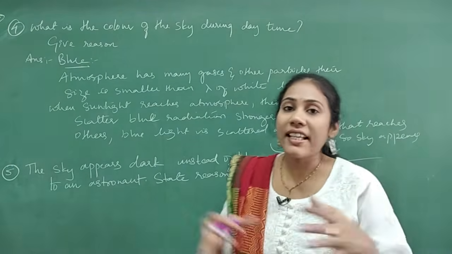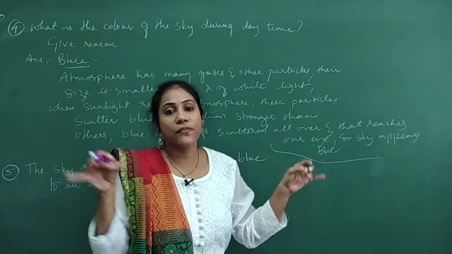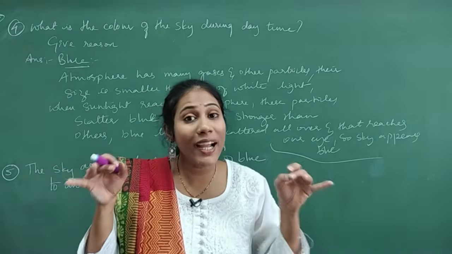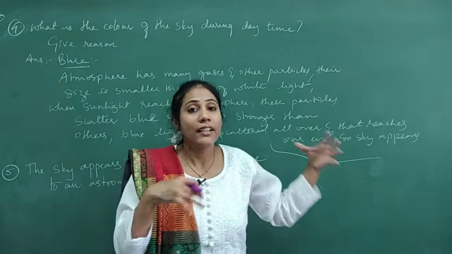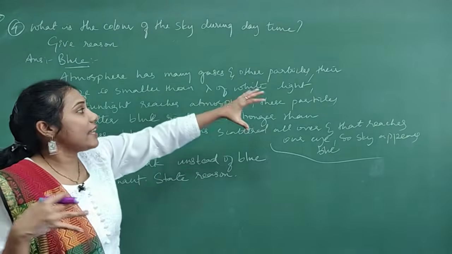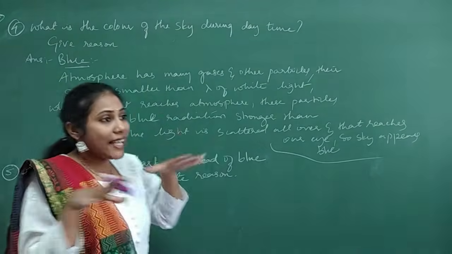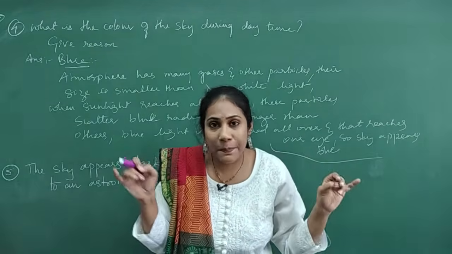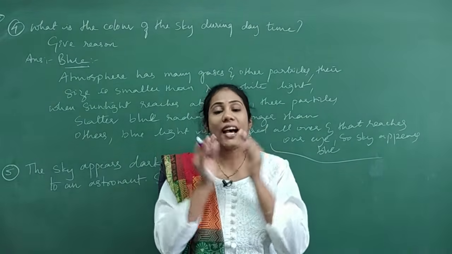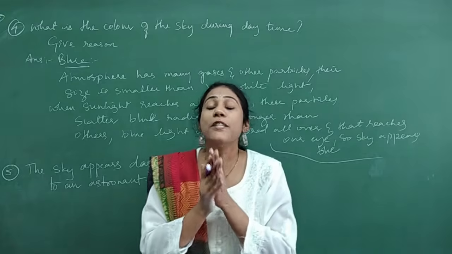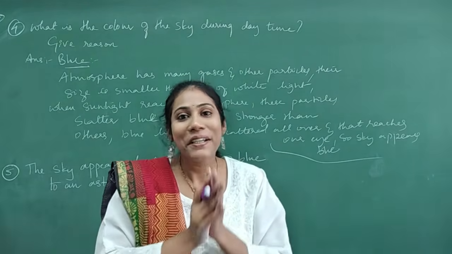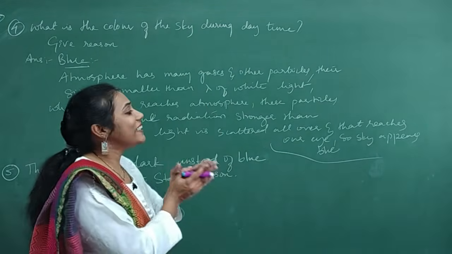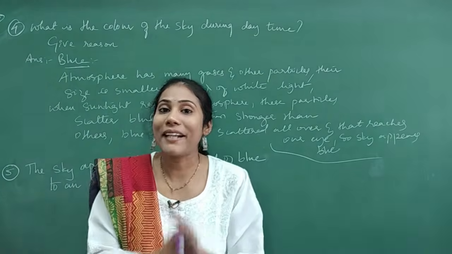So whatever light has scattered and spread in the atmosphere, who spread this blue light? The gases and various other particles present in the atmosphere have spread this blue light all over. So whatever light has spread will reach our eye, so the sky appears blue in color. Clear? So it is due to scattering by atmospheric particles.